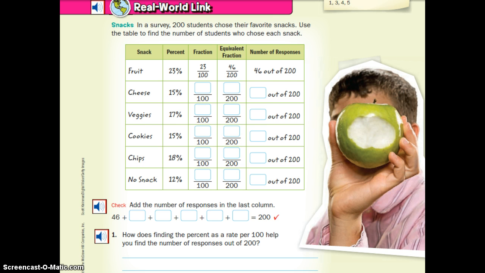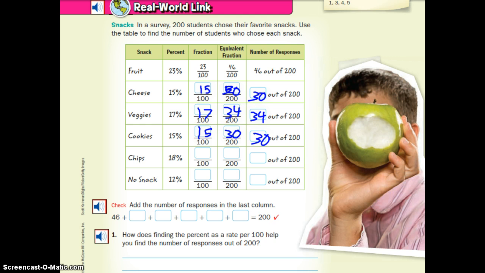The cheese is 15 over 100, which is 30 over 200, which is 30 out of 200. The veggies, 17% equals 17 over 100 equals 34 over 200, so 34 out of 200. The cookies, which is 15%, equals 15 over 100, which equals 30 over 200, which equals 30 out of 200.